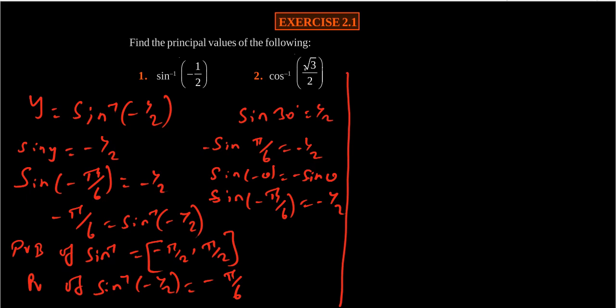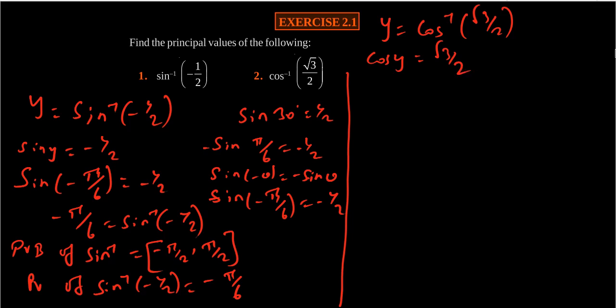So, cos inverse of root 3 by 2. The given function, let me take it as y. So, y is equal to cos inverse of root 3 by 2. If we bring it here, cos y equals root 3 by 2. So, for which value of cos will we get root 3 by 2, we have to arrive. For 30 degree we will get root 3 by 2. So, 30 degree is nothing but pi by 6.